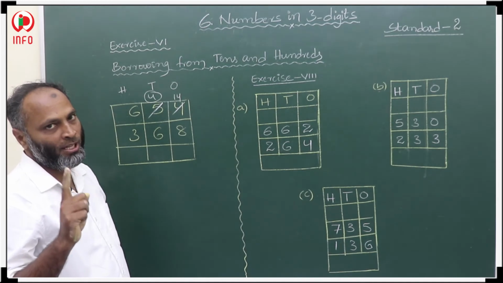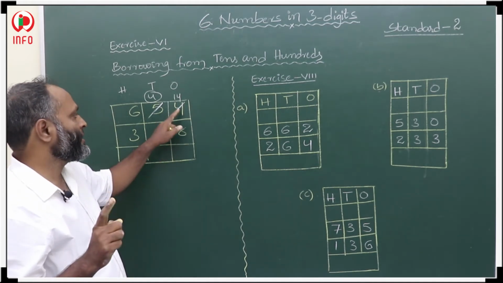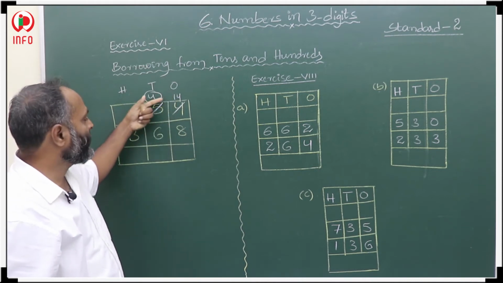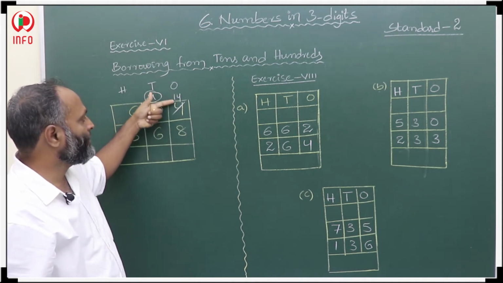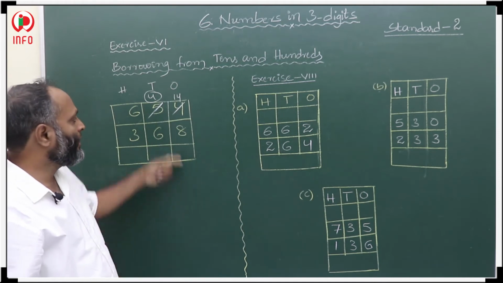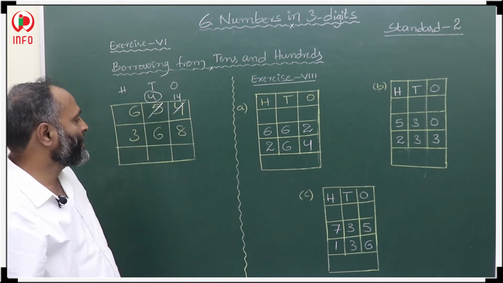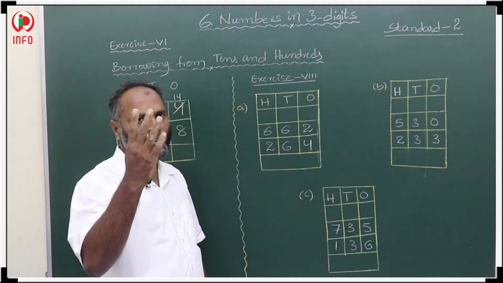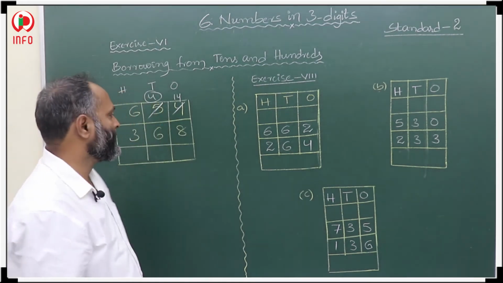1 ten means 10 ones. 10 plus 4, 14. So the total is 14. Now 14 minus 8. 8, 9, 10, 11, 12, 13, 14. So 6 here.